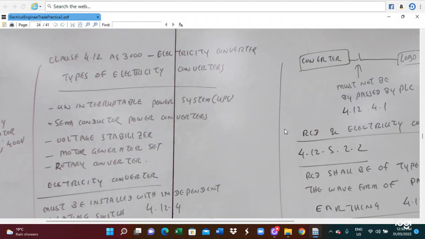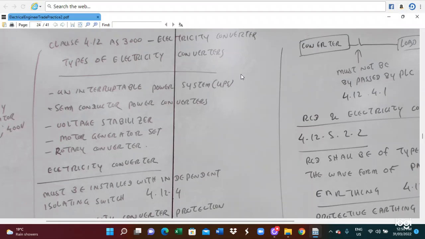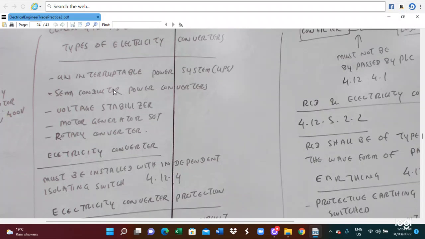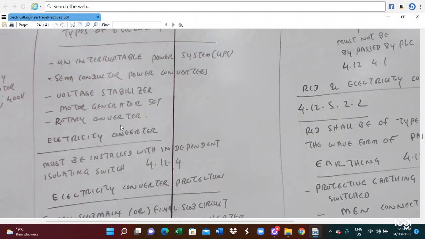Then we also have to be concerned about clause 4.12 of AS/NZS 3000. Clause 4.12 of AS/NZS 3000 concerns the electricity converter, and this is the type of electricity converter. In this case, we have to utilize an uninterruptible power supply system. Also, semiconductor power converters are utilized, a voltage stabilizer, motor generator sets, and rotary converters. Those are the types of electricity converter: the UPS, semiconductor power converter, voltage stabilizer, motor generator set, and rotary converter.